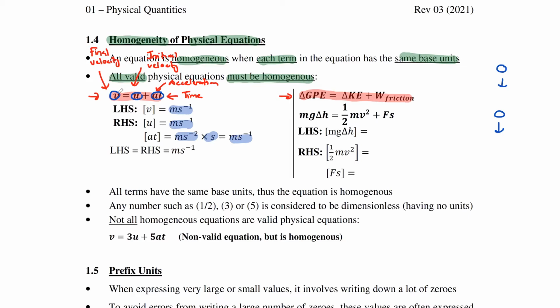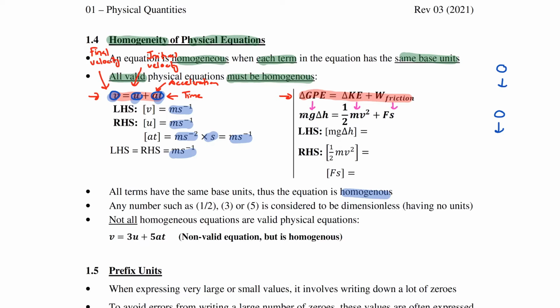Now you will see that each of the terms in the equation have the same units. The units on the left-hand side is the same as the units on the right-hand side, so the equation is homogeneous. Now we move to the second equation. Change in GPE can be expressed as mg delta h. Change in KE can be expressed as half mv squared, whereas work done against friction can be expressed as force times distance.